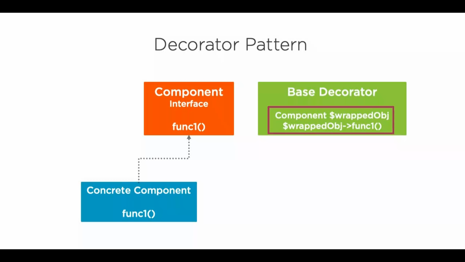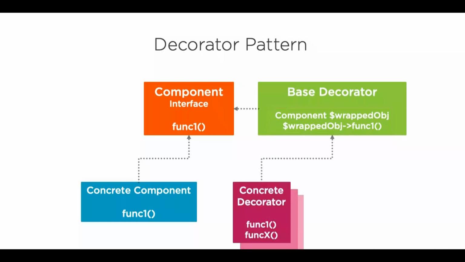So the last decorator in the stack would be the object that the client actually works with. So this way we can add as many decorators as we want to our pizza and extend its functionality dynamically.